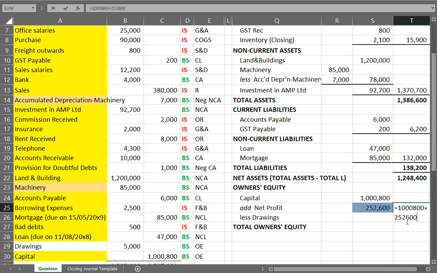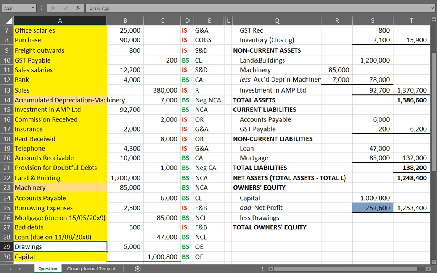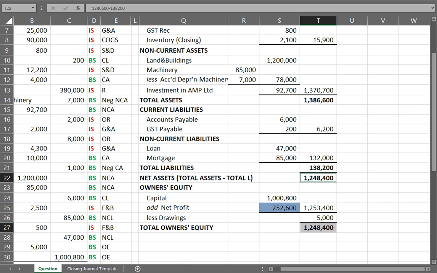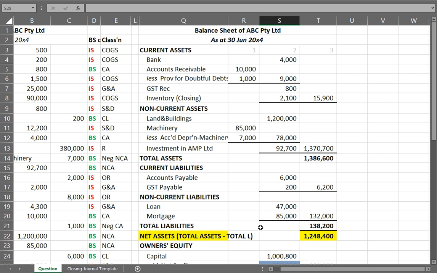Again, we're showing subtotal by using the line, and then we need to take away drawings. Drawings for the year were $5,000. That will give us total owner's equity. And that's where you keep your fingers crossed and you hope that we've done it all correctly. And the balance sheet actually balances, and that's exactly the situation here. So net assets and total owner's equity must balance. And if they do, it's a very good sign. And here you've got it, financial statements.